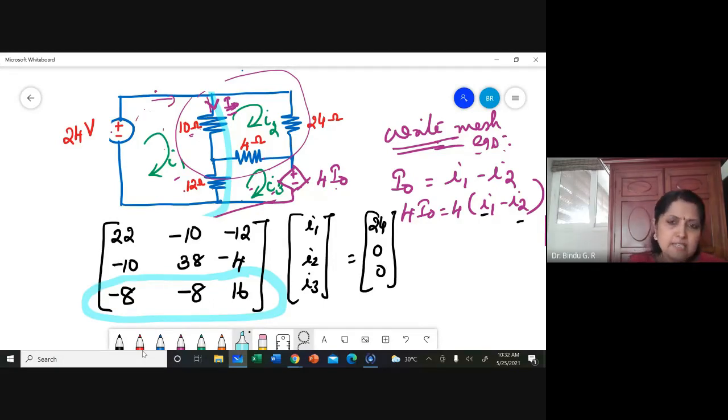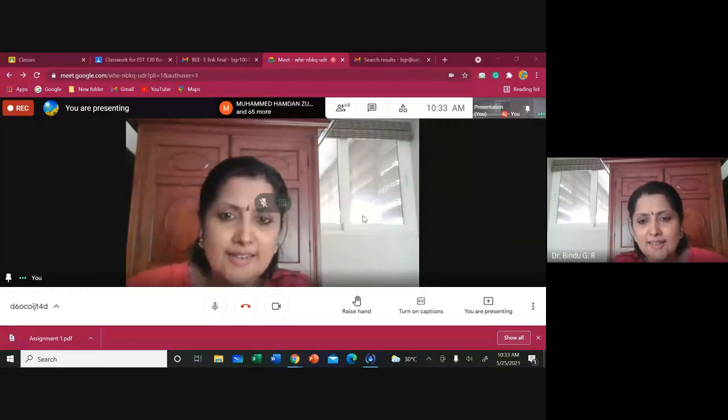There will be a change in this because when you consider this as a resistance through which both I1 and I2 are passing, and also I3 is there, that makes a lot of change in the third row. It's not a simple thing just to inspect and write. I hope you have understood this. Check whether you have understood how I wrote the last row. If not, we'll discuss in the next class.